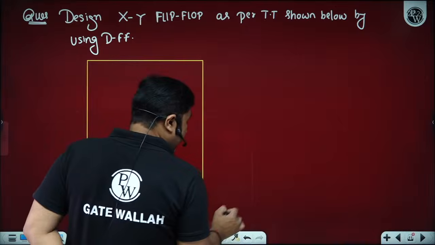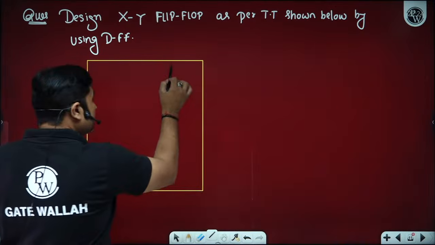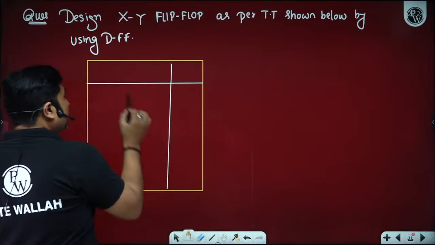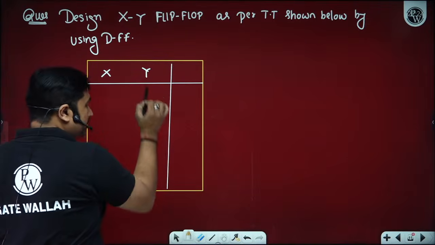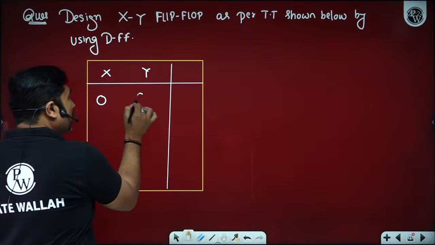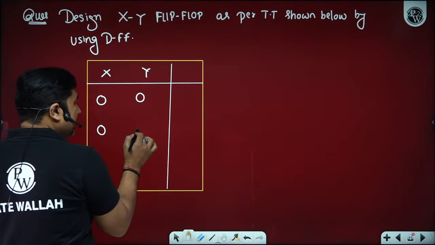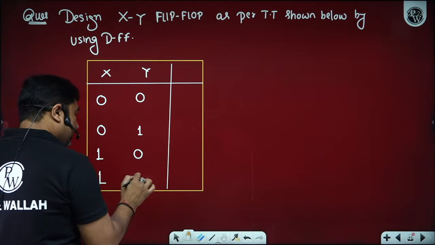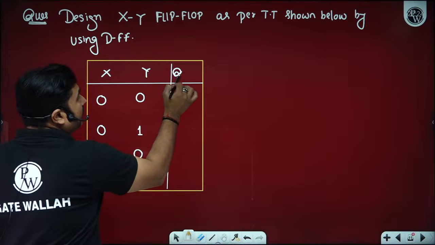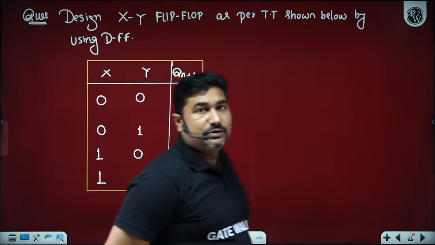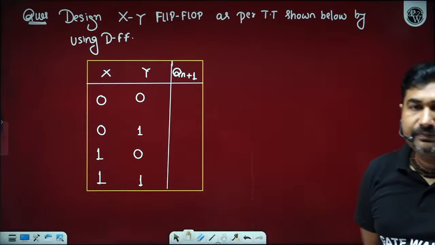Yes, sir. We have two inputs, X and Y. So whatever next state you want, just mention in the comment section. We have X and Y. How many possibilities of X and Y? Four possibilities, sir. What do you want as the next state in an XY flip-flop? Now you are the inventor of some new flip-flop called the XY flip-flop, and you want to design this flip-flop by using D flip-flop. Is it okay?